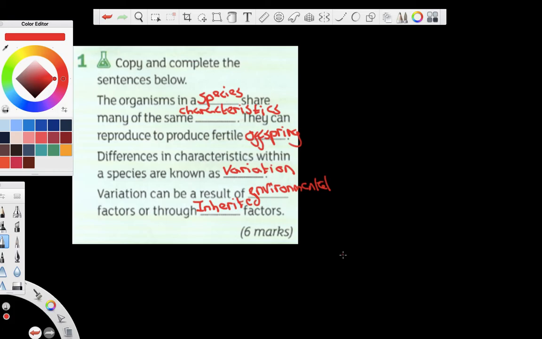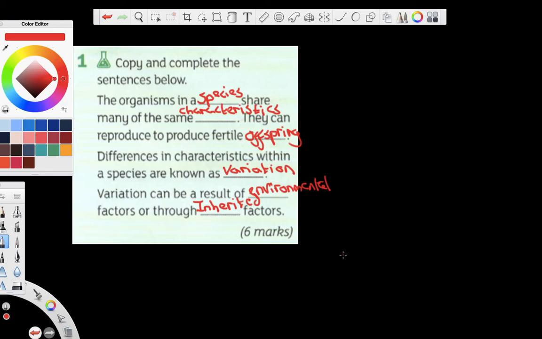So the organisms in a species share many of the same characteristics. They can reproduce to produce fertile offspring. Differences in characteristics within a species is known as variation. Variation can be a result of environmental factors or through inherited factors. You could have had inherited and environmental the other way round.